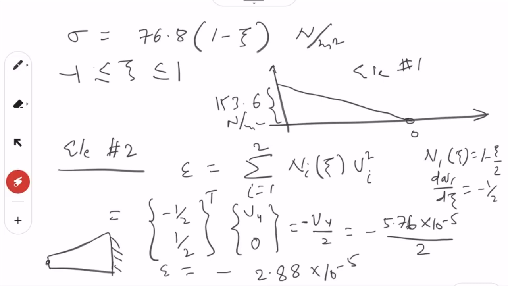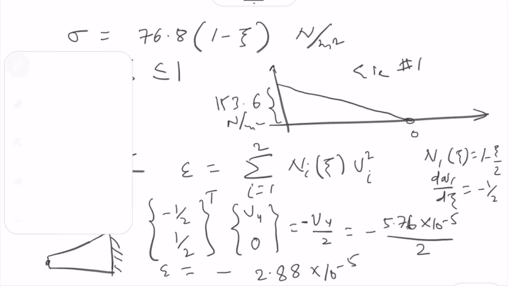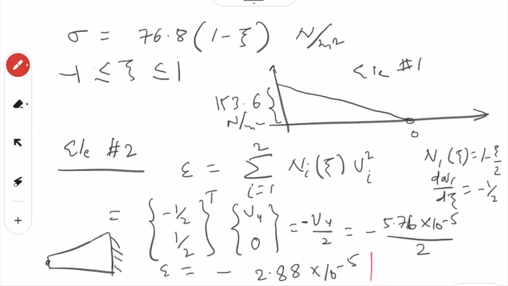Okay, this is the strain, which is a constant. What you see is it does not change with xi. Yeah, this is a constant value, it's negative. So the stress is, you multiply by E, you get the stress. So we will write here only. Let's write in red. So sigma will be E times the strain, and E is 2 times 10 to power 7.